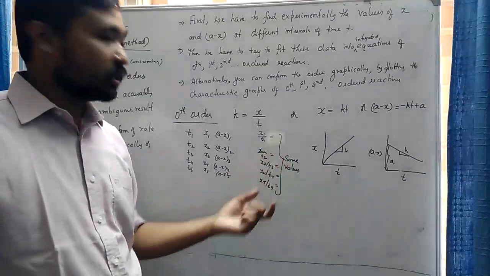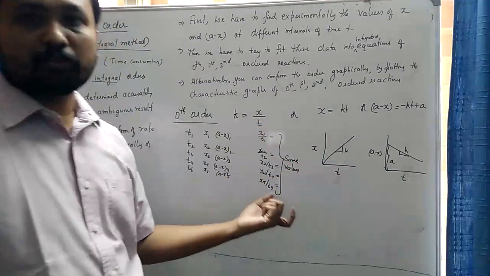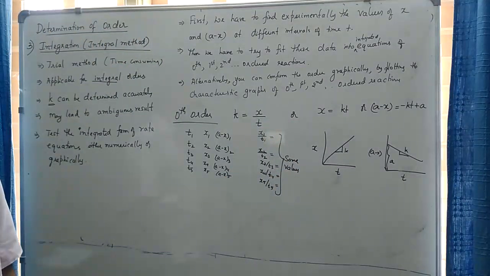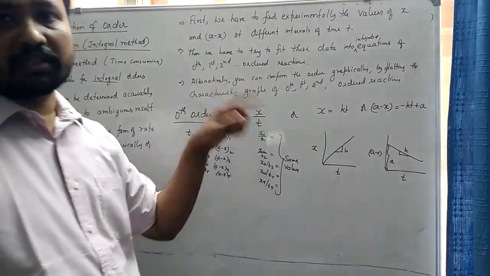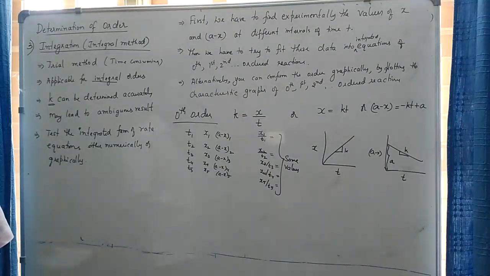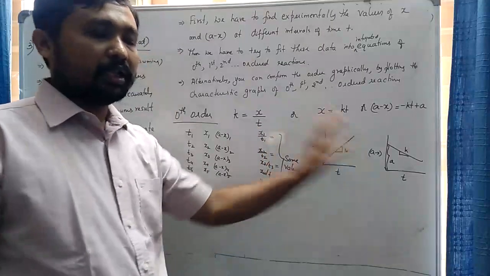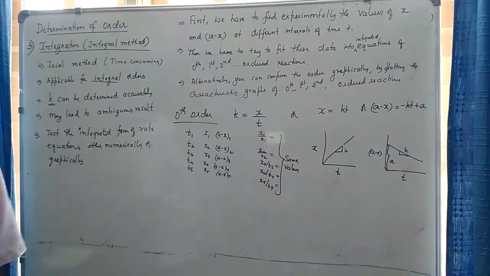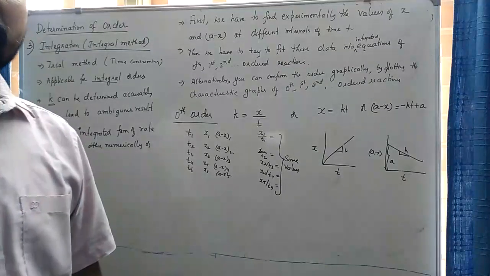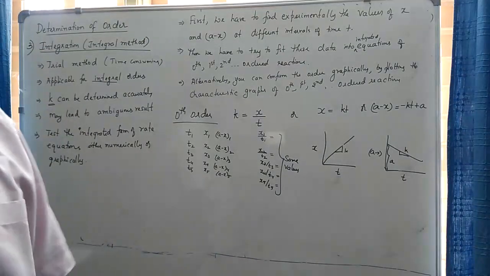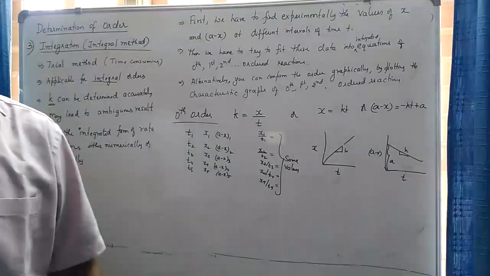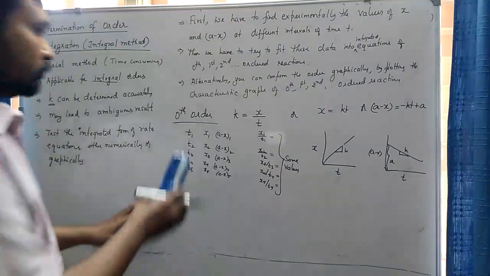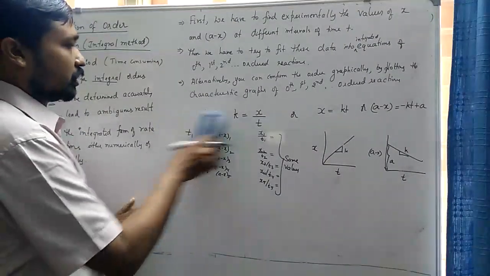Alternatively, in the numerical method, if you do not get constant values, suppose x1 by t1 is not equal to x2 by t2, it clearly shows that this is not a valid equation for this particular chemical reaction. So therefore the reaction is not a zeroth order reaction. So either by the numerical method or by the graphical method, you can test whether the given reaction follows zeroth order kinetics. If the reaction does not follow zeroth order kinetics, then we have to test the first order kinetic equation and graph.